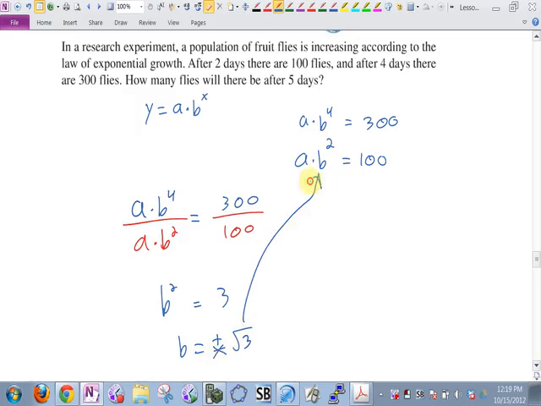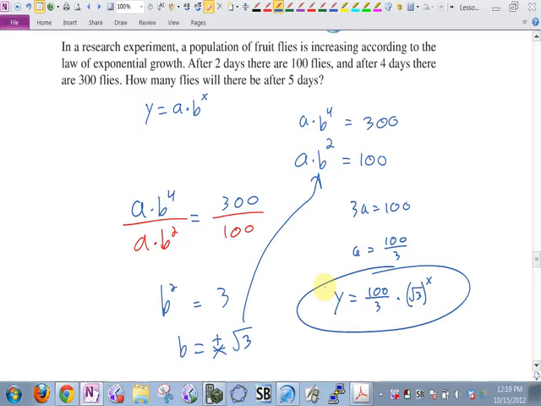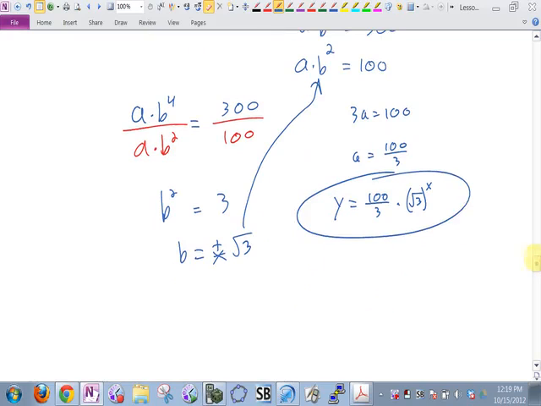If we plug that back in, you're going to get 3a equals 100, so a is 100 thirds. So there's your equation. 100 thirds, which is roughly 33, is how many fruit flies there are at the beginning of this experiment. So we start with 33 fruit flies. After 2 days, there's 100. After 4 days, there's 300. And then just plug 5 in to see how many there are after 5 days. So 100 thirds times radical 3 to the fifth.